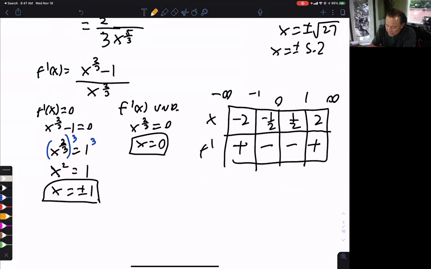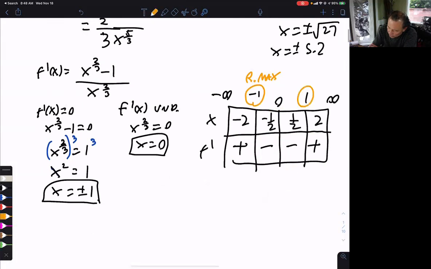We can conclude at negative 1, we have a rel max. Why? Because the derivative changed from positive to negative. At 0, we don't have a rel max or min because the derivative does not change signs. And at 1, it goes from decreasing to increasing, rel min. So we could say at 1, we have a rel min.